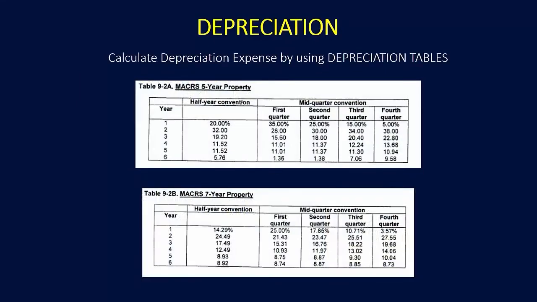We calculate depreciation expense by using depreciation tables that are given to us by the IRS. If you're using tax software, of course, these depreciation tables are automatically built into the software that you're using. For example, MACRS 5-year property, using the half-year convention, if we put the asset in service in the first year, we get 20% of the basis to take in depreciation. MACRS 7-year property, using the half-year convention, if we put the asset in service the first year, we get 14.29% of the basis to use as depreciation.